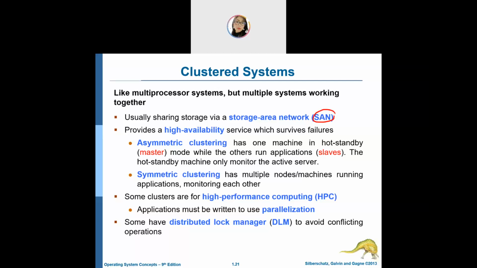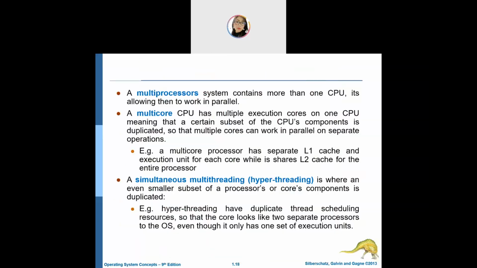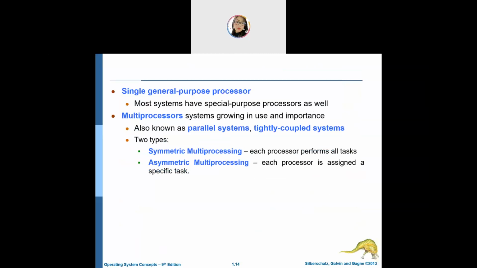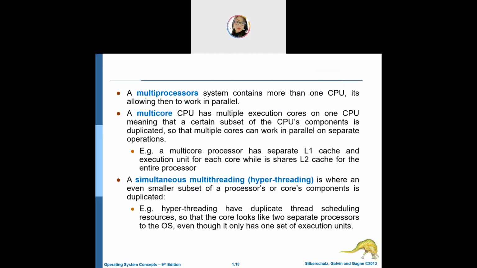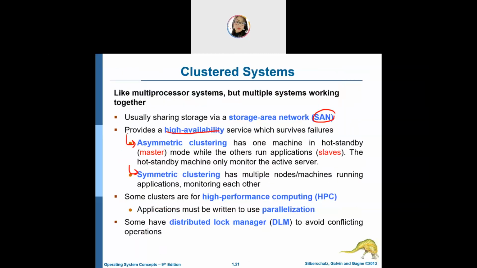And a cluster system provides high availability, and it's also similar to others. So you can see it's divided into asymmetric cluster and symmetric cluster. Last time you had asymmetric multiprocessing and symmetric multiprocessing. Now you have clustering.